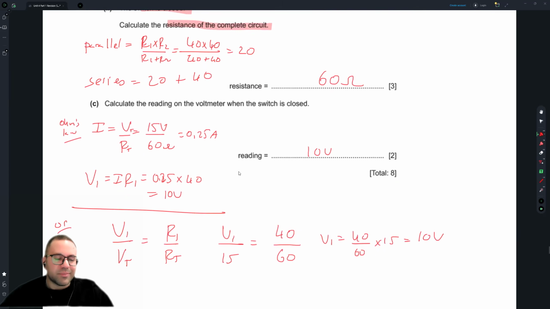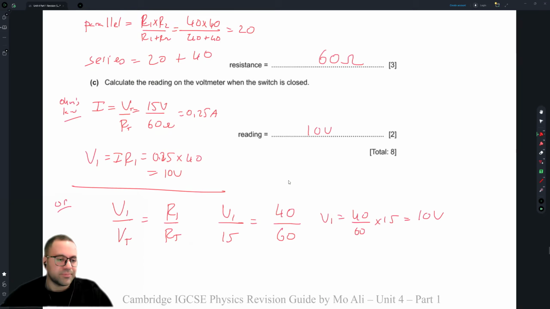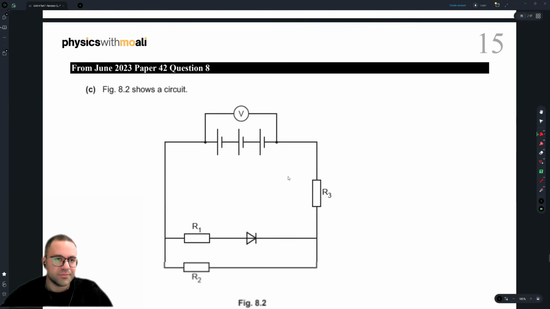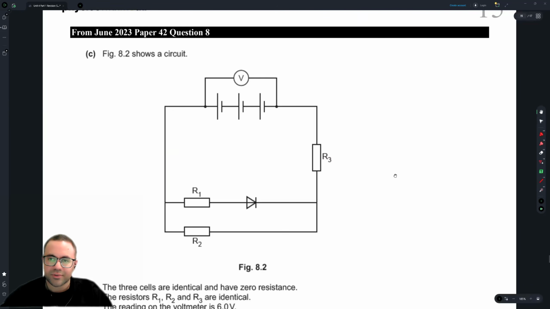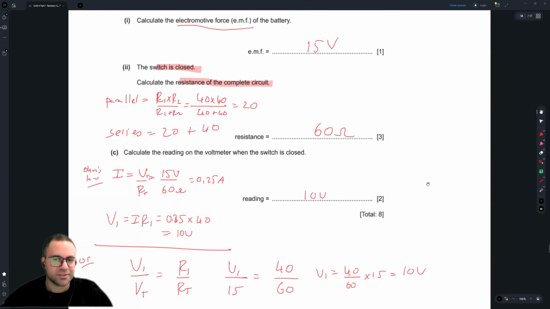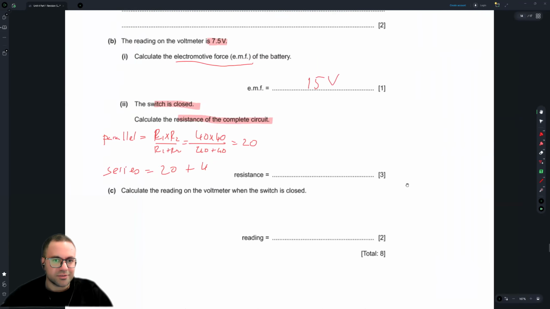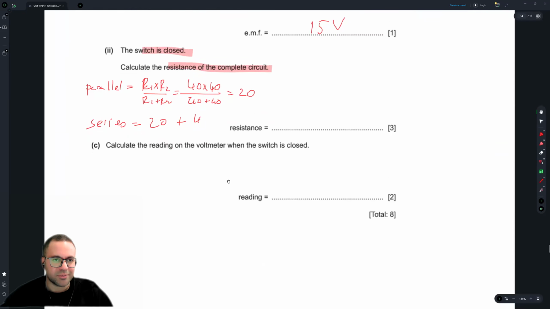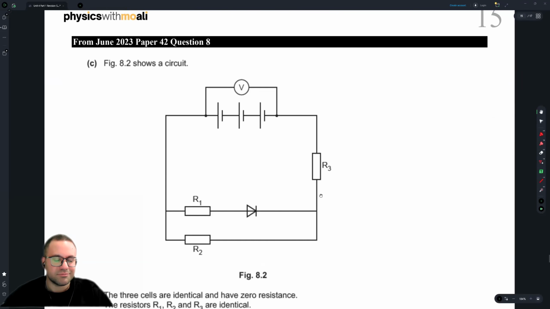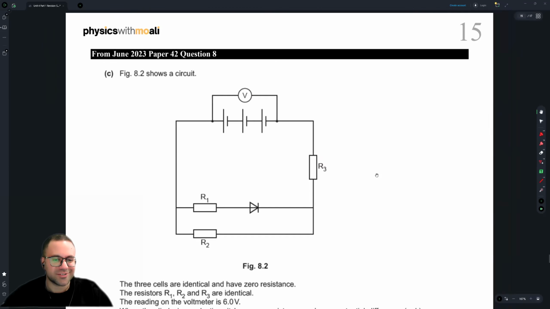Pick your poison. Doesn't matter. They're both okay. All right. Next question. Oh, wait. Do you want to take a picture of this? Why did it disappear? Okay, the app's being weird. Okay, never mind. You can go back and pause and get the picture there.